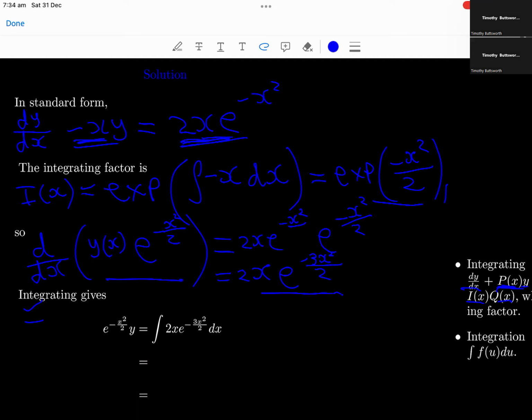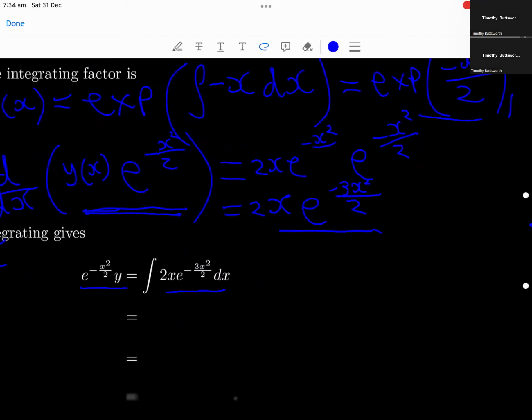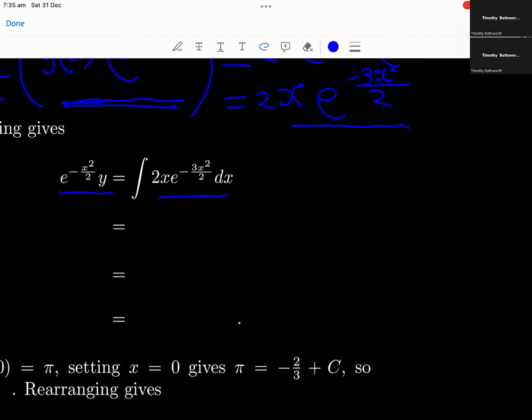What I'm simply going to do now is integrate both sides with respect to x. If I integrate a derivative, that just becomes the original function itself by the fundamental theorem of calculus, and then I have to integrate that, the integral of 2x times e to the minus 3x squared divided by 2. Well, how can I do this particular integral? 2x e to the minus 3x squared on 2.